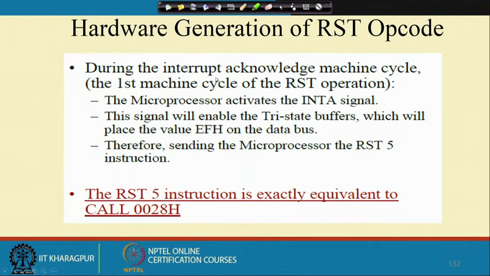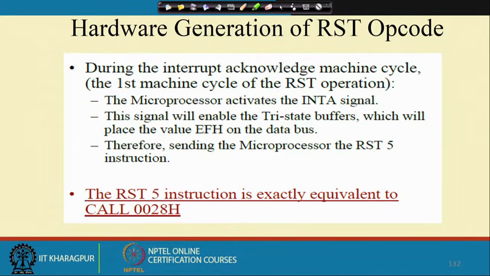So, during the interrupt acknowledge machine cycle, the microprocessor activates the INTA signal. The signal will enable the tri-state buffers, which will place the value EF hex onto the data bus, therefore sending the microprocessor the RST5 instruction. So, this is the standard procedure by which the device produces the corresponding RST instruction for the processor to start the interrupt service routine.